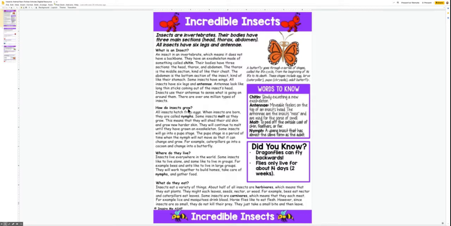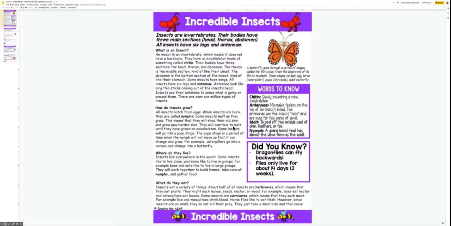How do insects grow? All insects hatch from eggs. When insects are born, they are called nymphs. Okay, let's pause right there. Come over here to the word nymph. A young insect that has almost the same form as the adult. Okay. Some insects molt as they grow. Oh, let's see. Molt means to peel off the outside coat of skin, feathers, or fur. All right, so they molt.